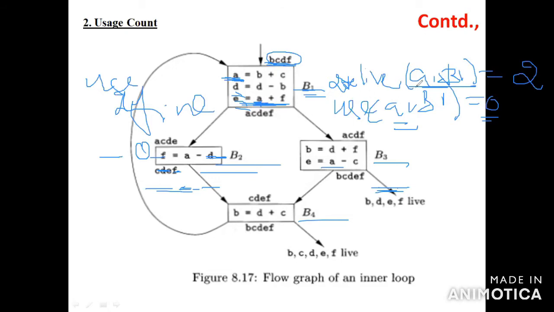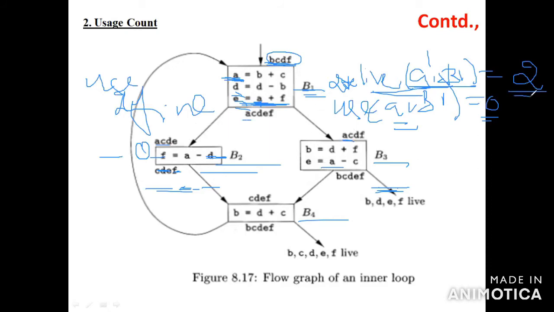So 2 into live of A, a variable in the basic block. The live variable is only 1 time only. So 2 into live of 1, the variable is 1. So here 2 into 1 is 2. So what is the meaning here? A is live on exit of B1. Here check exit of B1. Exit of B1 is A. B1 exit also has A indicated.